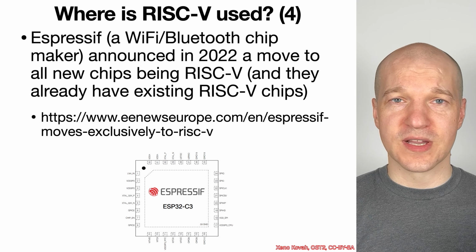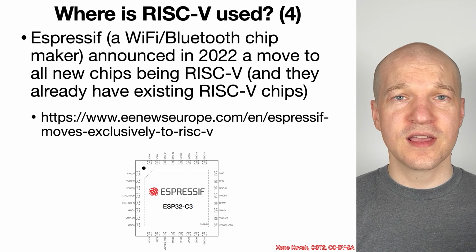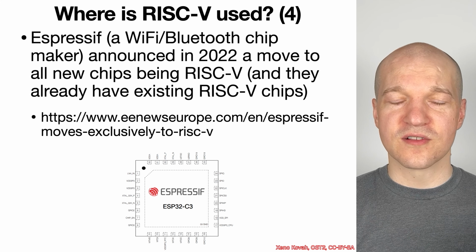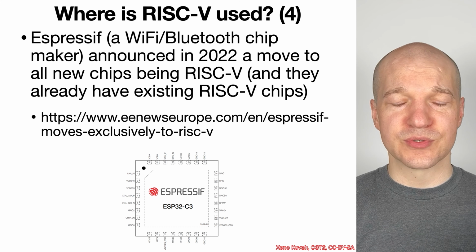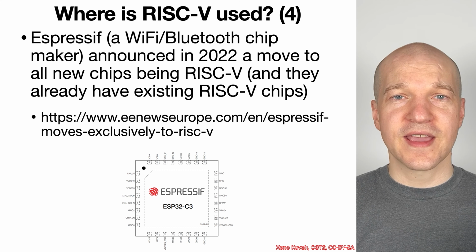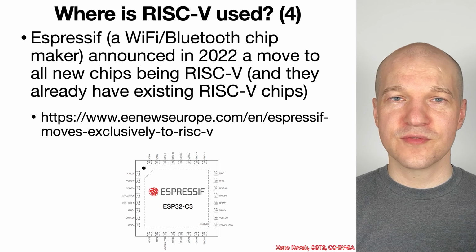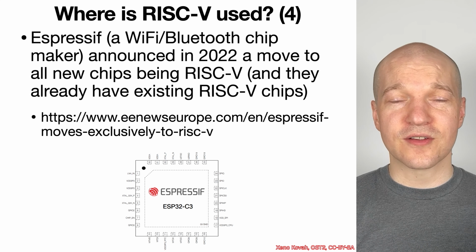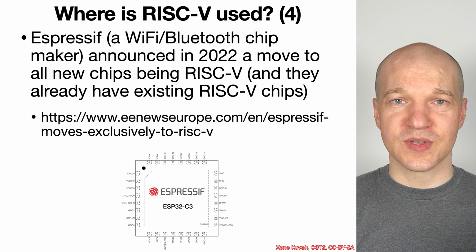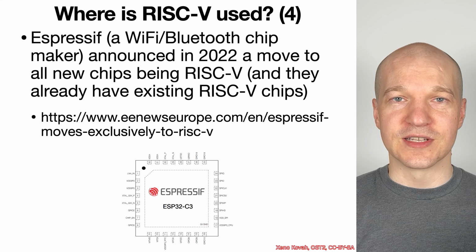Now, apropos to my current firmware security interests, we have Espressif, which is a maker of Wi-Fi and Bluetooth chips, Bluetooth being my current research focus, and they decided in 2022 that they were only going to be using RISC-V for all their new chips. And so they already have chips that are out, and they said, we like it well enough that we're just going to keep going with all RISC-V from now on.